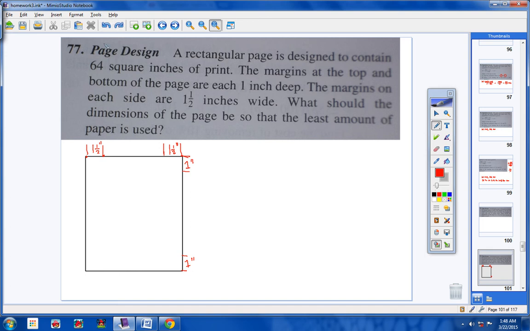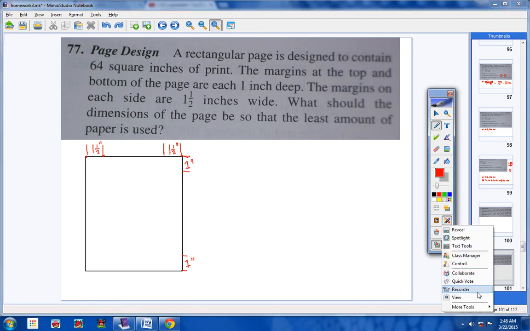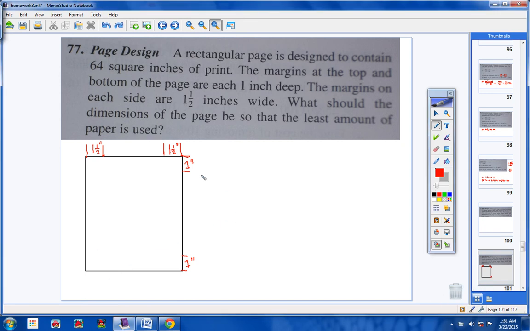What should the dimensions of the page be so that the least amount of paper is used? Okay, so our students had to pause the video there and get a drink real quick, and now let's continue on. Okay, watch this carefully. This is a really tough problem.